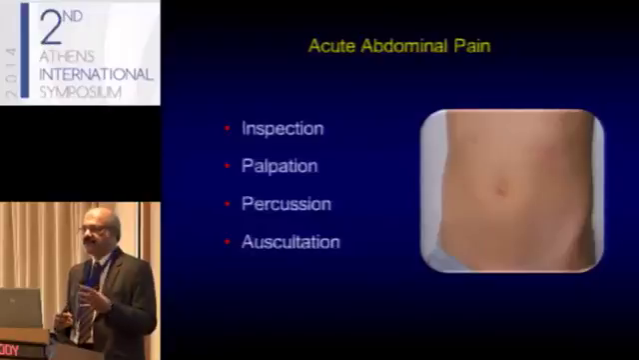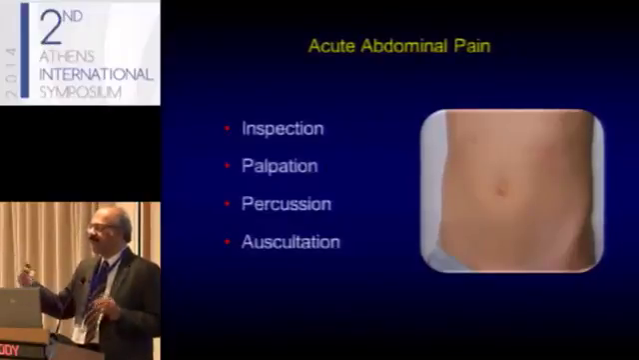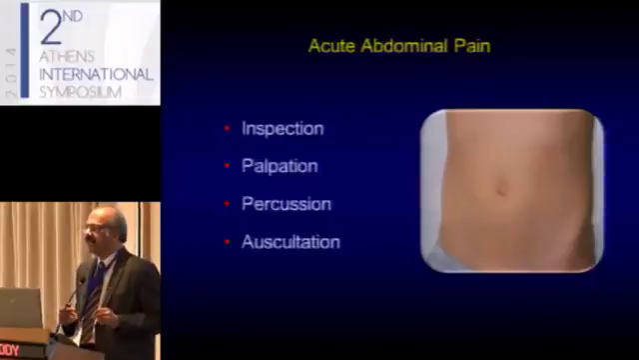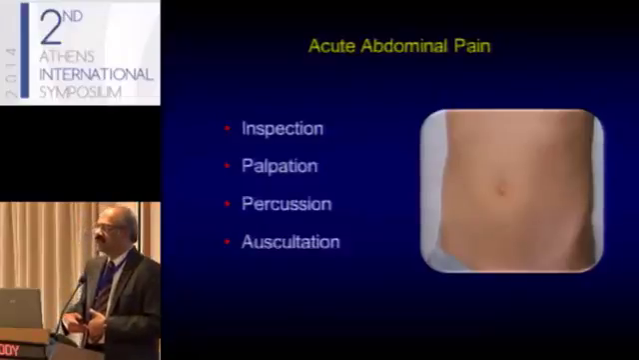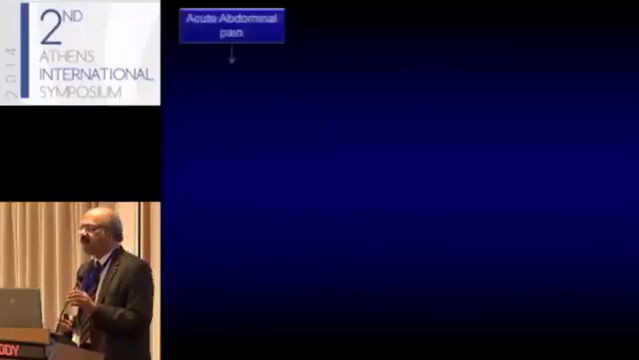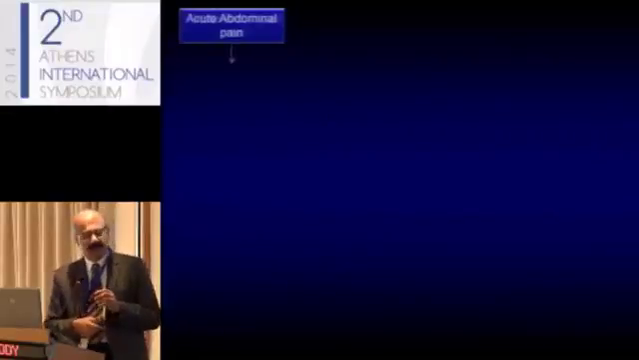And palpation, of course, the general rule is that you start from a location away from the site of pain. Whenever a patient says, for example, the pain is in the right hypochondrium, you start from the left hypochondrium. Because if you start from the site of pain, the patient goes into guarding, so it's difficult to examine further. So this is a simple rule.